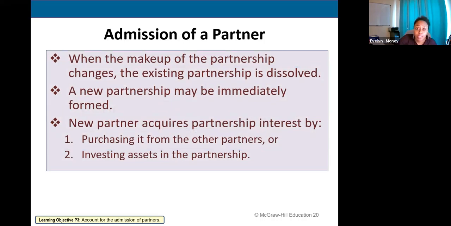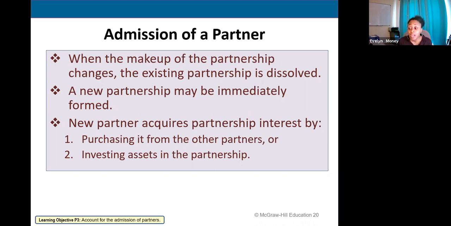So when a new partner comes in, the old partnership is done, because you can't have partnership A and B, and C wants to come in and we say, okay, C, you can come in. It's not partnership A, B anymore. It's partnership A, B, and C. So the new partnership is typically immediately formed. All the old partners have to accept the new partner. They have to agree on it.